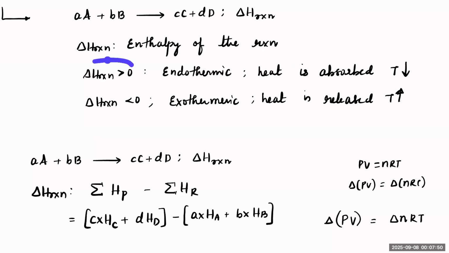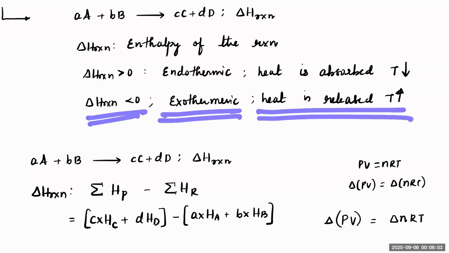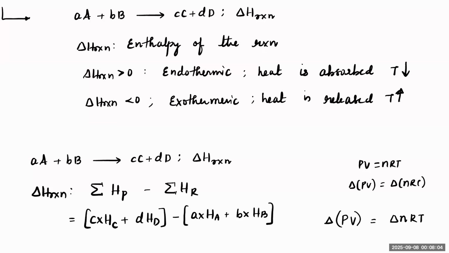If delta H of the reaction is positive, we call it an endothermic reaction, and heat is absorbed in this case. And if delta H is less than 0, it is exothermic, and heat is released in this case. Okay. So keep it simple: heat will be absorbed or heat is released here.